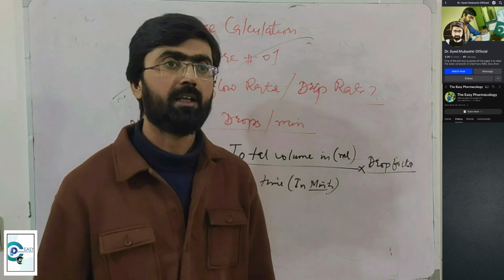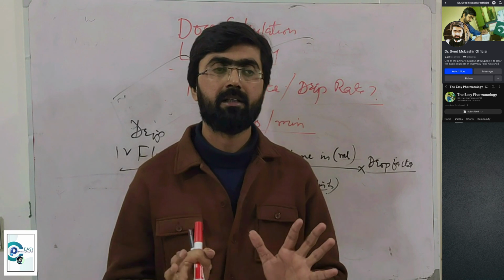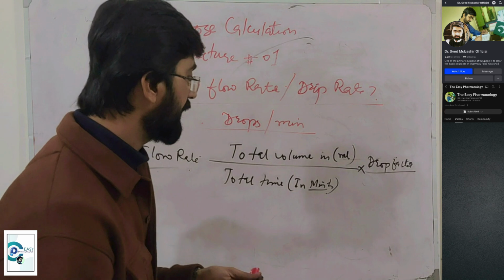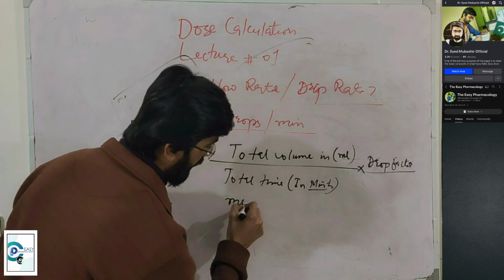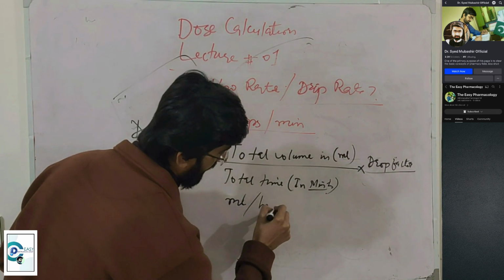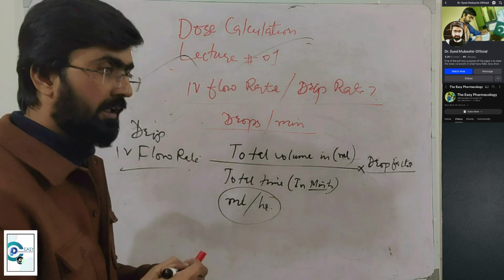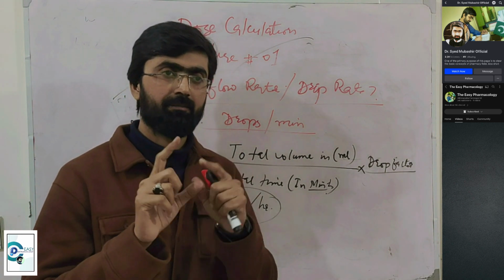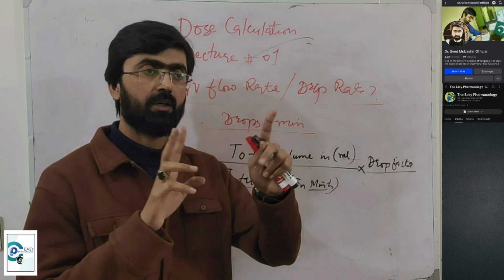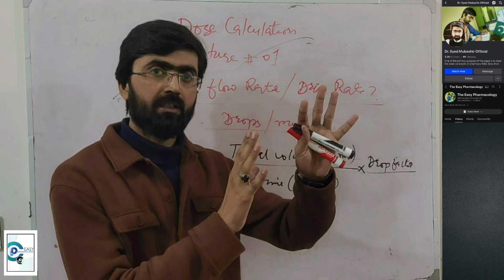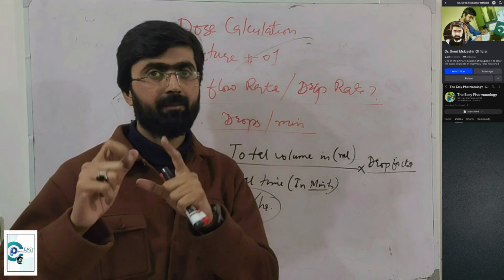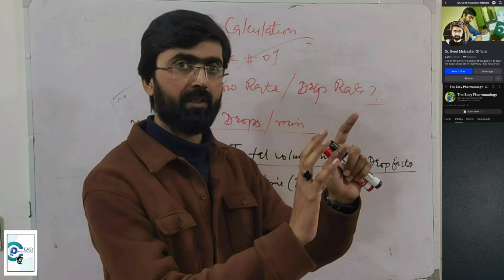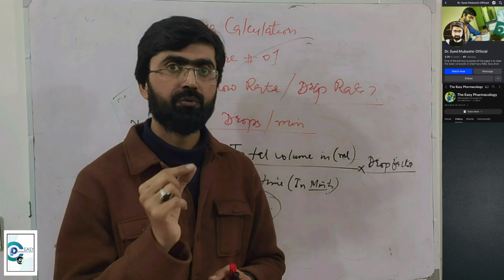Now the question arises, what is the difference between the infusion rate and IV flow rate? Actually, infusion rate is what? It is ml per hour. It means such ml we have to infuse in 1 hour. There are two things: the total quantity, and the total time is 1 hour. In 1 hour you have to infuse such quantity. This is known as the infusion rate.